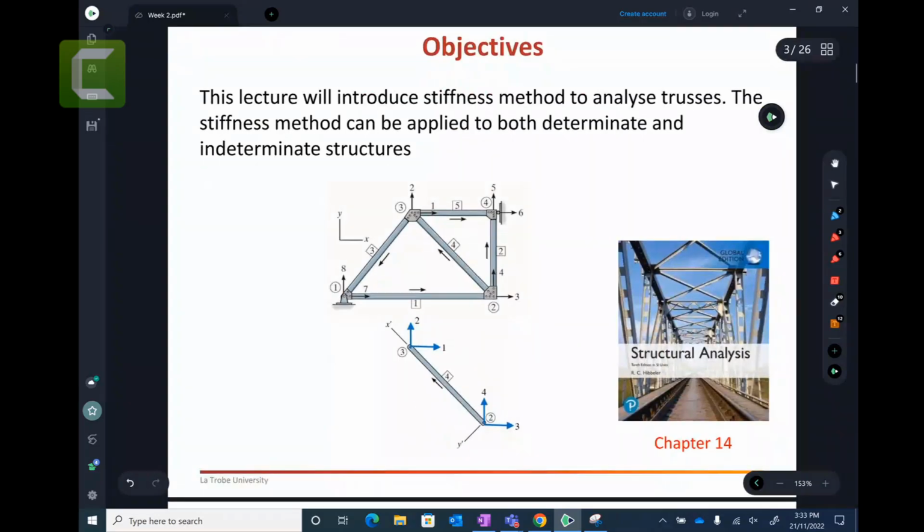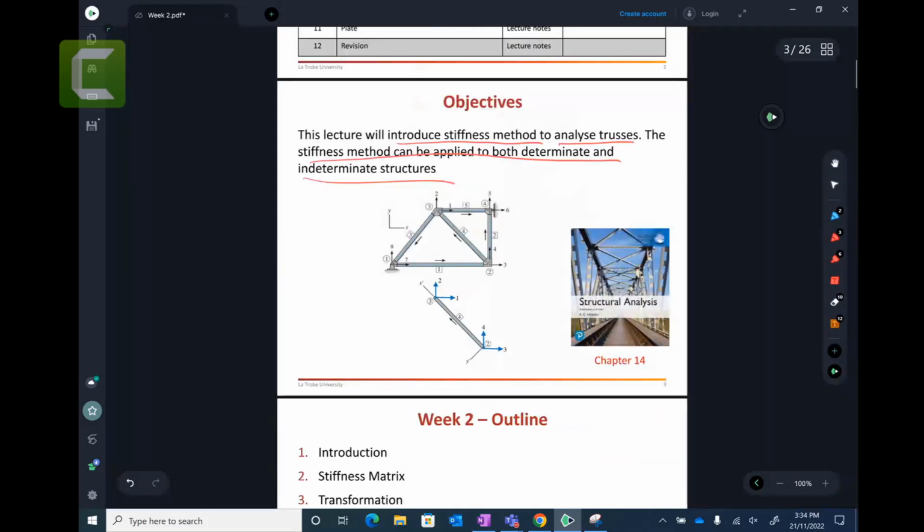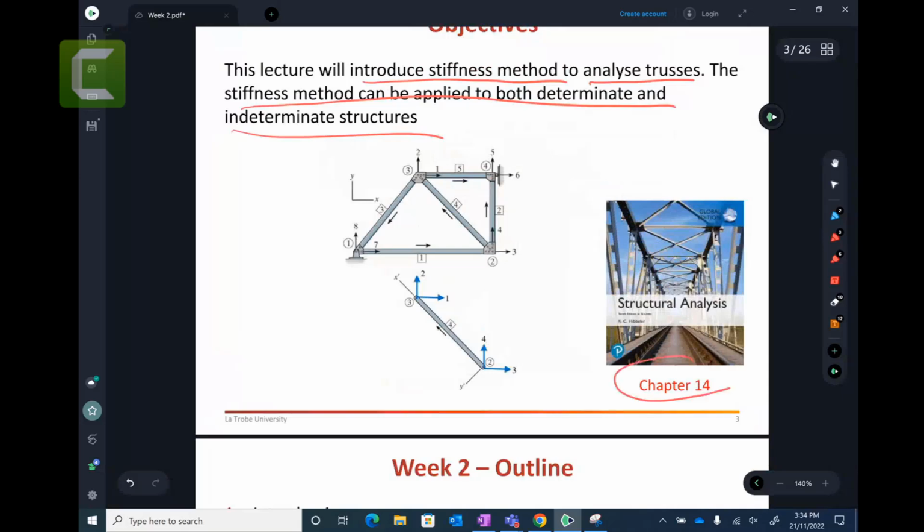So the objective of these lectures is to introduce the stiffness method to analyze the truss, and the stiffness method can be applied for both determinate and indeterminate structures. If you need more information, you can read it from these books. I think these books are available in our library. If you just search on the Latrobe Library, Structure Analysis, it will be available online.